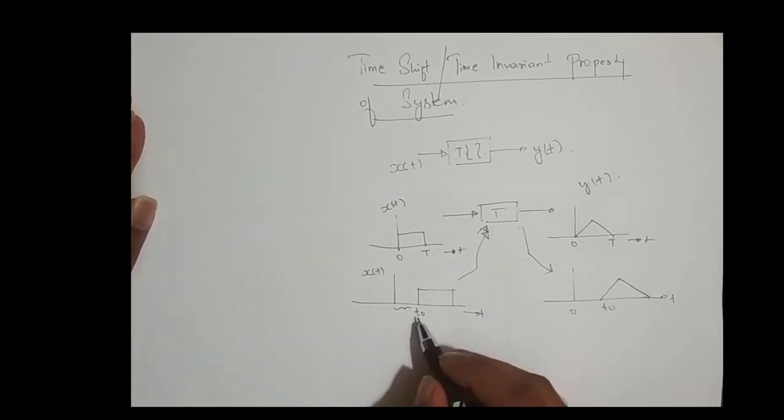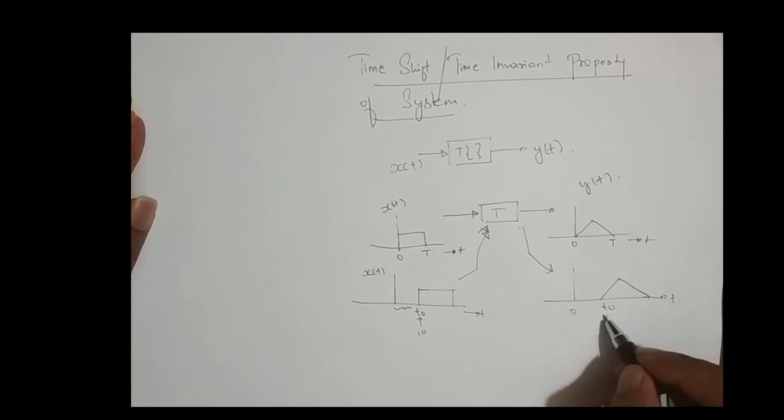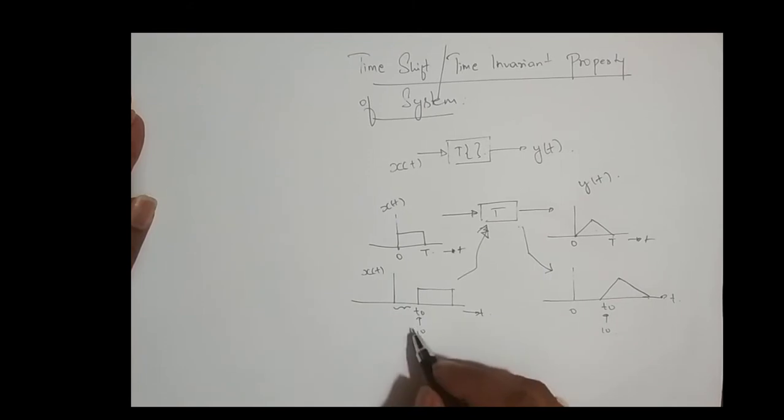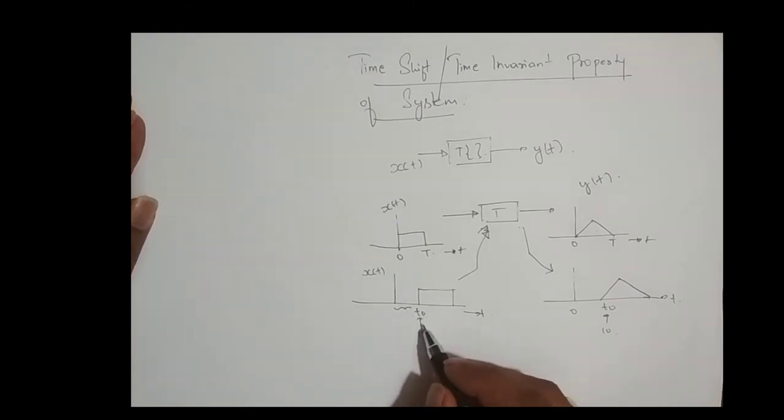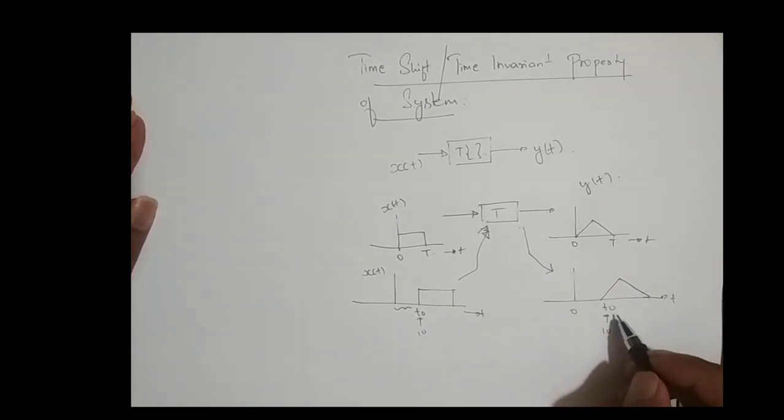For example, if t naught is 10, here also the output should be shifted right by 10. If I shift the input signal by 10 and the output signal is shifted by, say, 12, or anything other than 10, then the system is time varying.